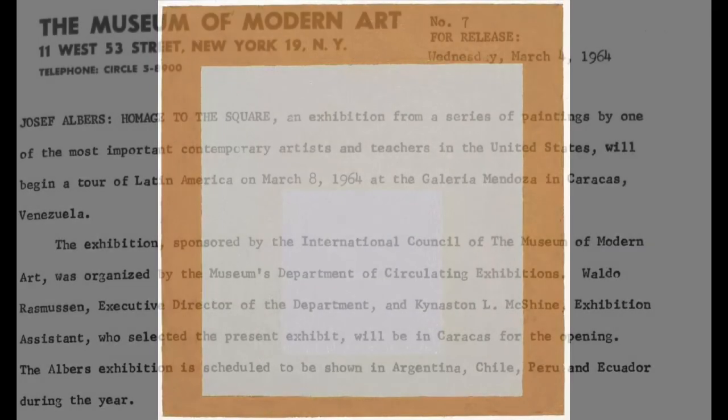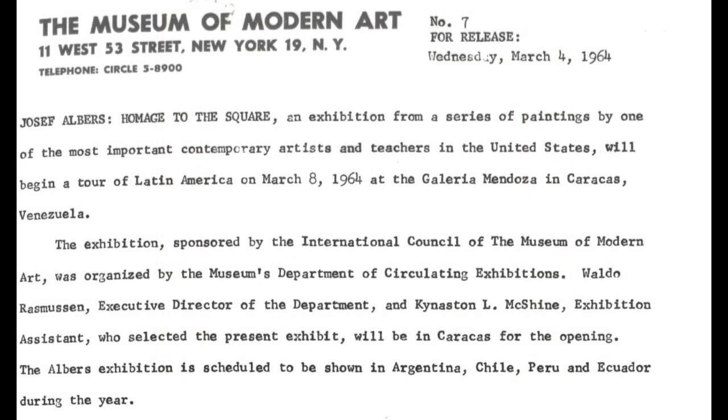The first exhibition of these works was at a show called Josef Albers' Homage to the Square. The show was sponsored by the International Council of the Museum of Modern Art in New York, and this exhibit opened up in March of 1964, and then traveled all over North and South America until January of 1967.